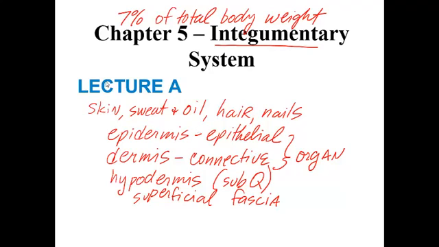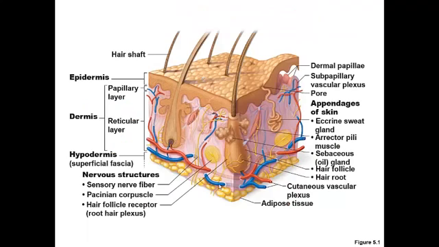It also is a sort of built-in raincoat, so it acts as a waterproofing layer for our body. And we're going to go into the layers of the epidermis more in depth, but I want to draw your attention to figure 5.1, which is the skin structure. And you should know the different parts of the skin structure, be able to label this and describe what the various roles of these areas are.